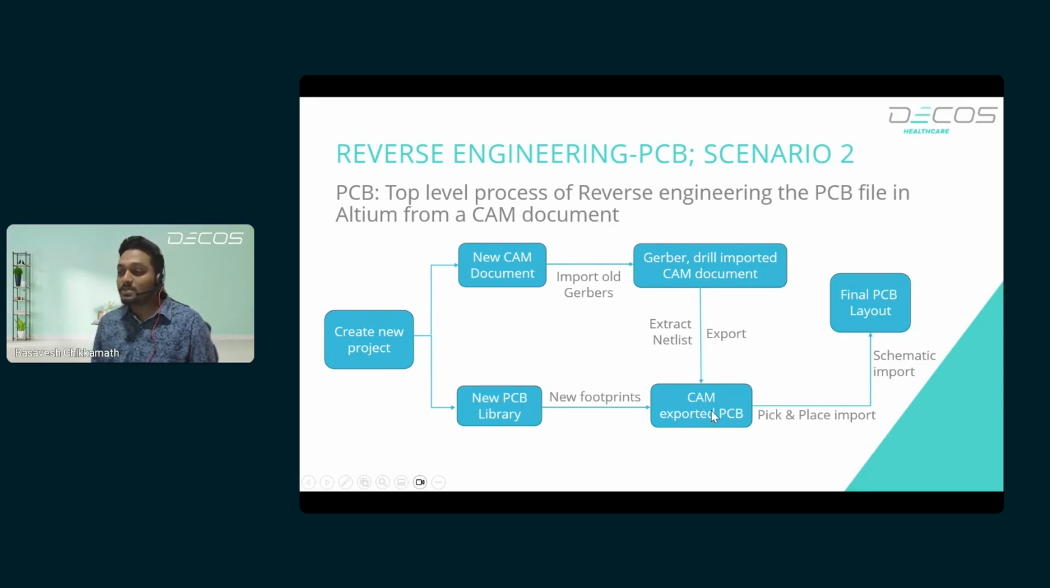Once you have the CAM exported PCB, we need to newly create footprints and paste them on top of the existing components which we can see in the CAM exported PCB. And once you have created footprints for all the components and placed them on the CAM exported PCB, we can import the pick and place file which is available with us, just to make sure that all the component locations match. And once that is done, we can have a final PCB ready with us.